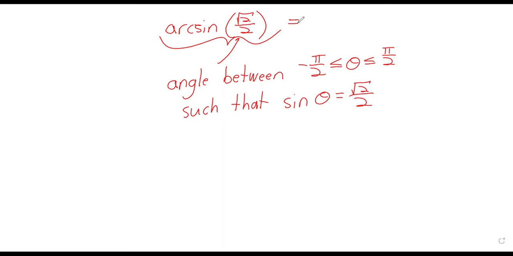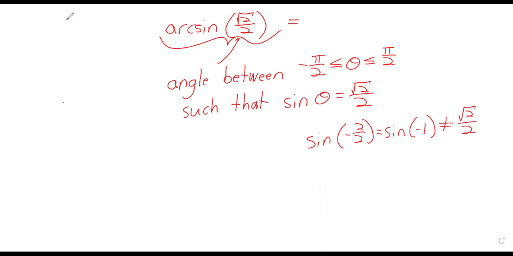So the arc sine of the square root of 2/2 is what? This is one of the angles we learned. So, good thought, but the sine of -1 is not the square root of 2/2. We're looking for a number whose sine is the square root of 2/2.